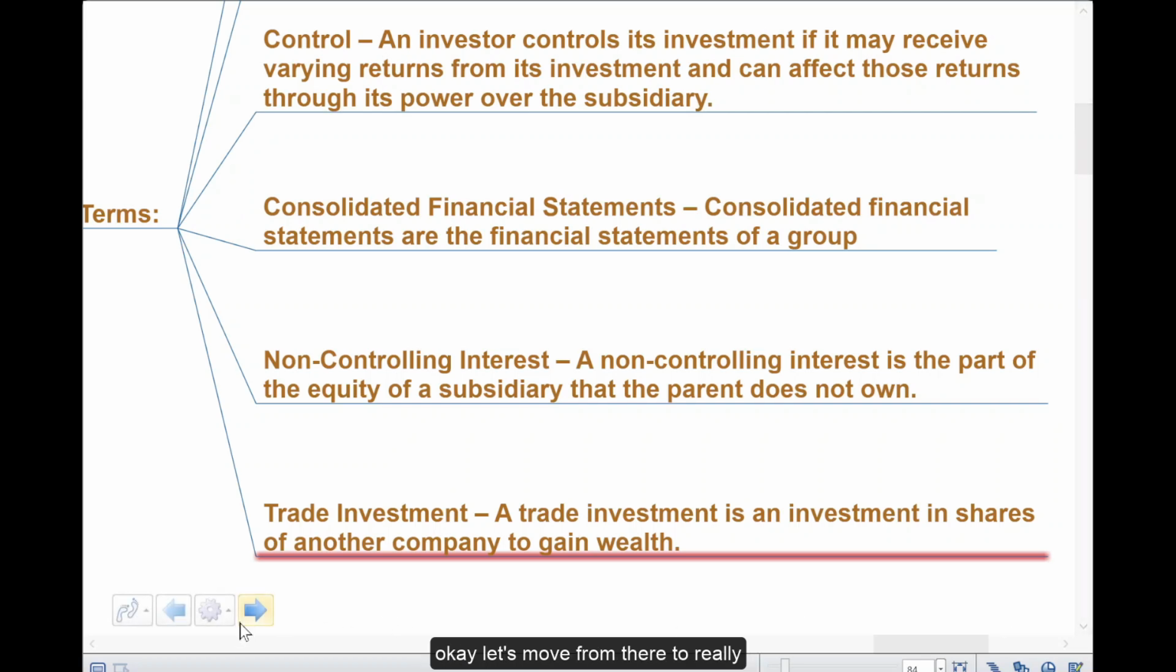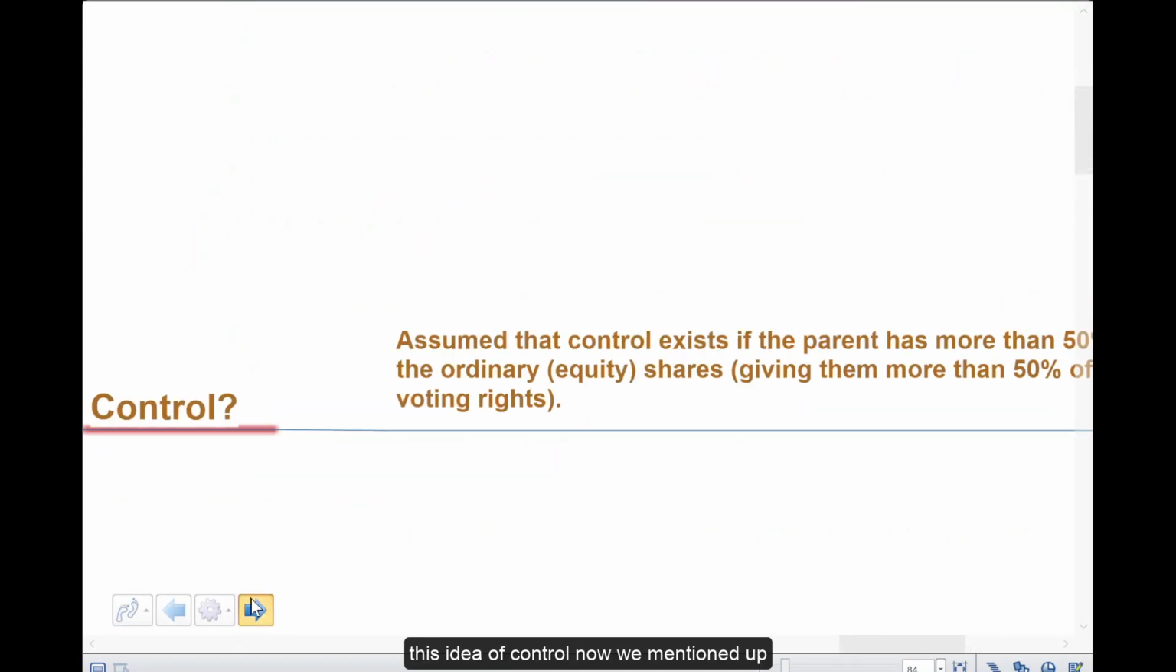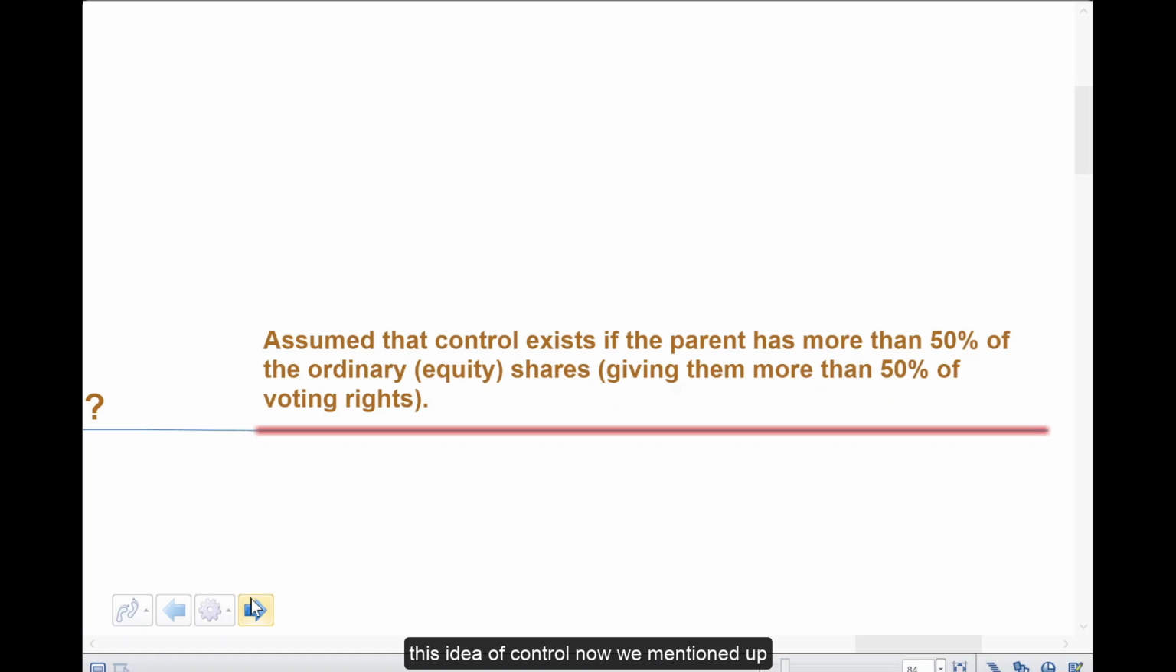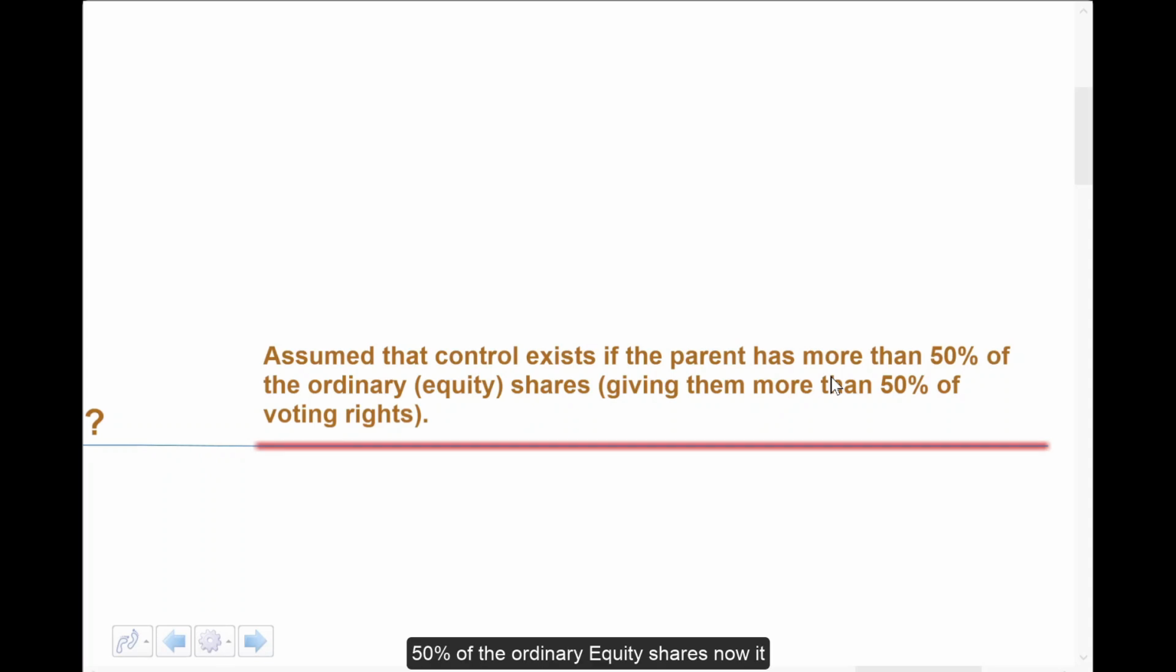Let's move from there to this idea of control. We mentioned up top that control can be defined as a number of different things, but for our purposes, within the FA syllabus, we're talking about more than 50% of the ordinary equity shares. It does say within brackets here, giving them more than 50% of the voting rights, but as I mentioned with my example of 90%, outside of the FA syllabus it could be the case that even with 90%, they don't have the voting rights.